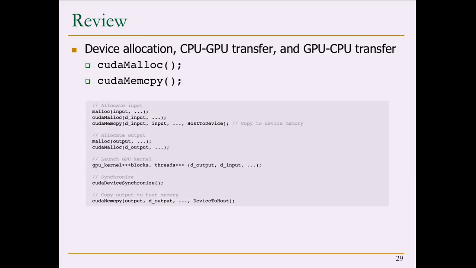So this is the traditional model, and as you see, the traditional model is a burden for the programmer because the programmer has to take care of allocating memory on the CPU, allocating memory on the GPU, and performing the data transfer for the input and for the output.